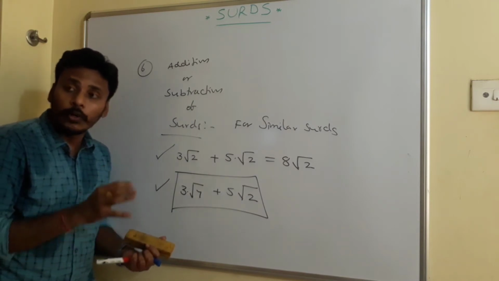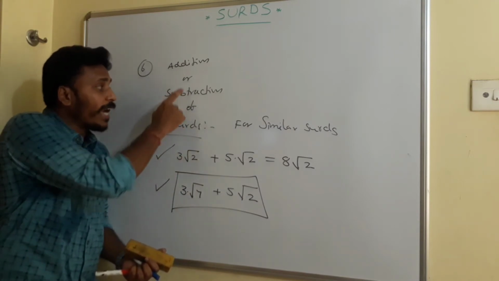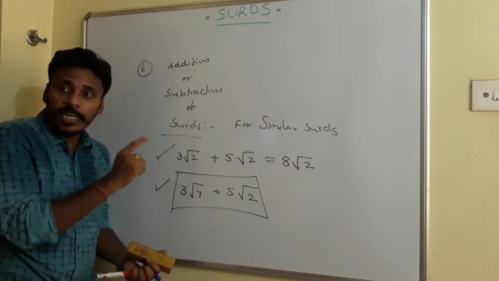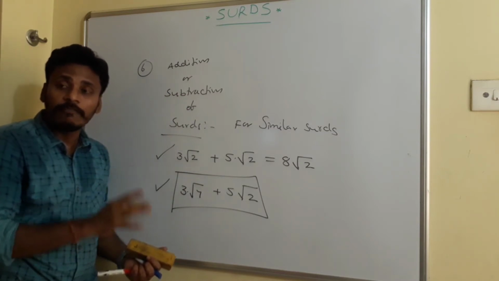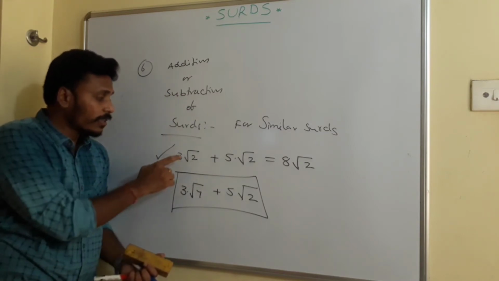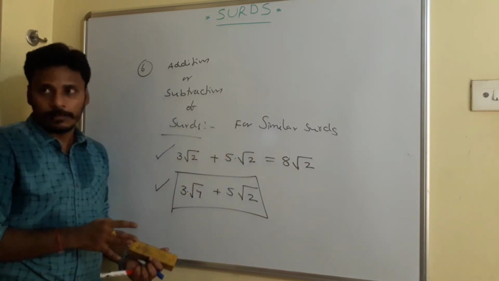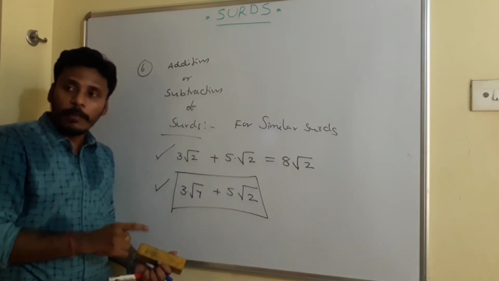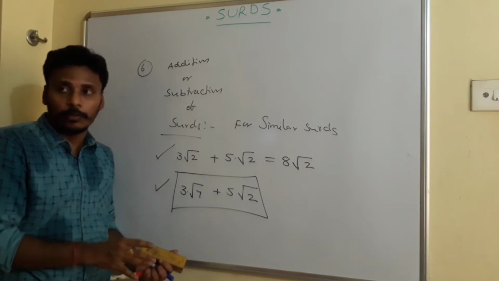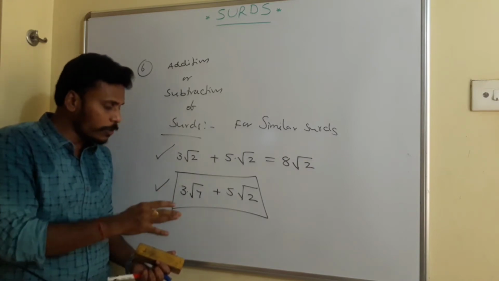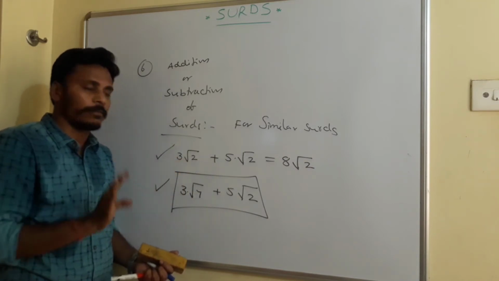So what I am going to tell you is only for addition and subtraction. Addition and subtraction is possible only for similar surds. In the sense, the order should be the same for the surds. See, if the order is the same, then only addition and subtraction is possible. Otherwise, there is no such possibility. You just leave it like that.